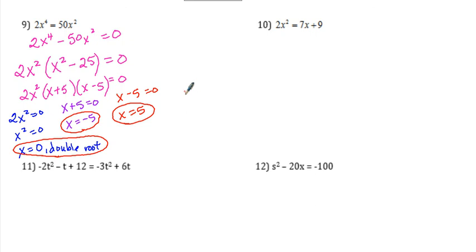Number 10, let's go ahead and get a 0 on the right and see what we have to work with. 2x squared minus 7x minus 9 equals 0. Let's look at this. We're not being forced to use completing the square. It might be a good option, but let's see what we have here. Is this factorable? We don't have a 1 here. We have some other number. So if we were to factor this, we would need to be looking for factors of negative 18 whose sum is negative 7.